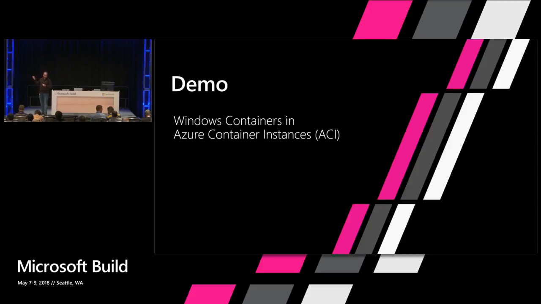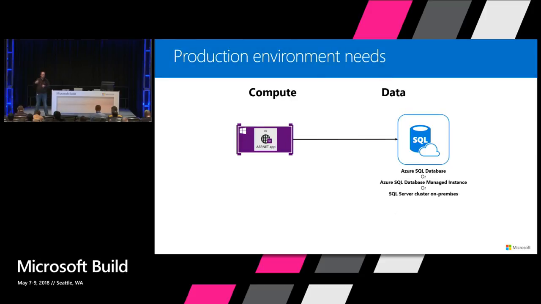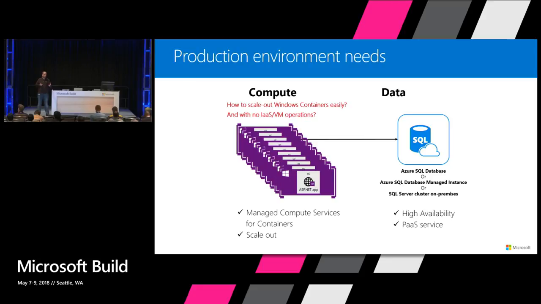Okay? So next thing is, okay, now I want to move to production. So what do I need? First of all, about the data, instead of having a SQL container, you would move that into SQL database or any high availability system like a cluster or managed instance in SQL. And then about compute, you need to scale out. So something that you cannot do with ACI, you can do it with other services for containers in Azure.